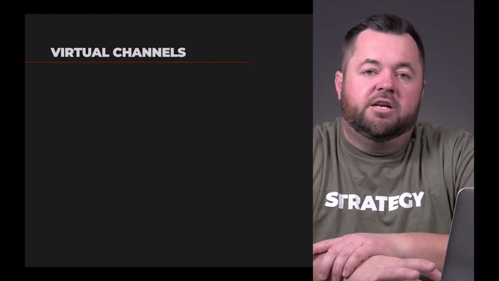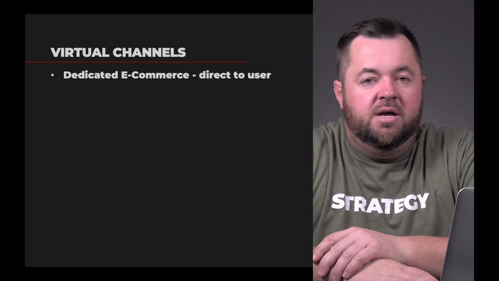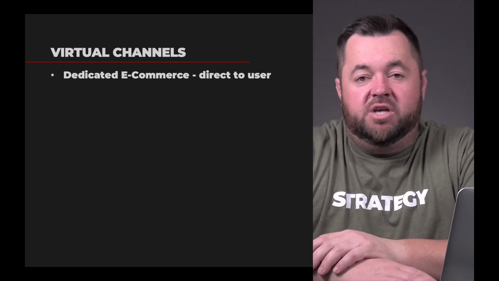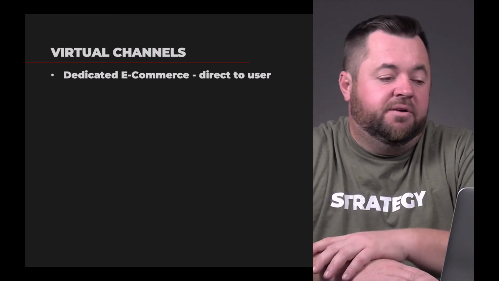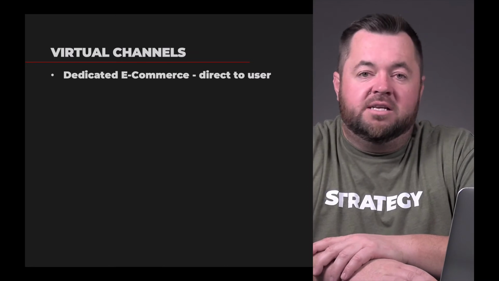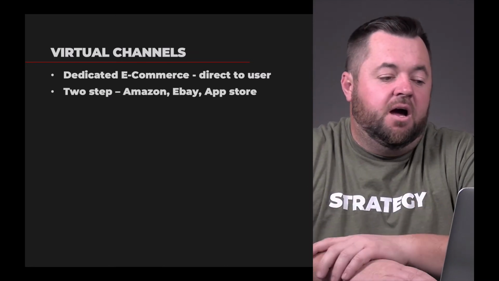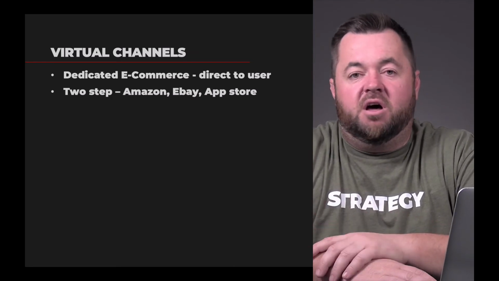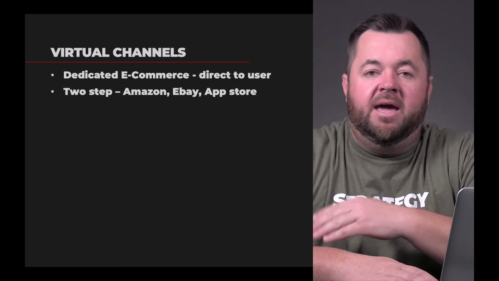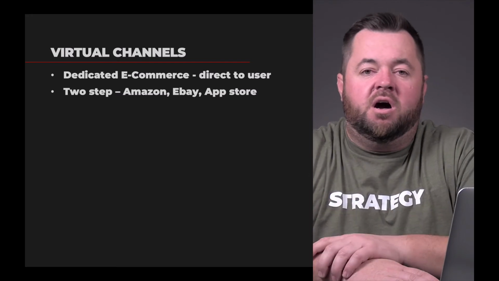So let's talk a little bit about virtual channels. So there's a lot of different types of virtual channels. I've hinted to a couple of them. But one channel is a dedicated e-commerce store where you sell direct to a user. Another one is to do a two-step methodology like an Amazon, an eBay, a Jet, a Walmart.com.